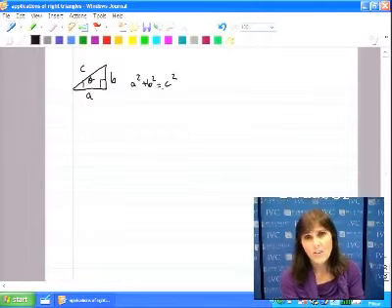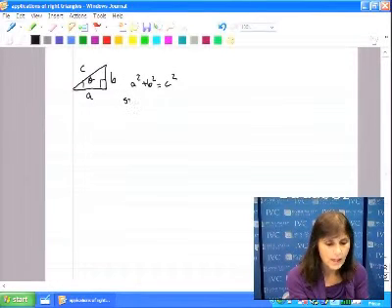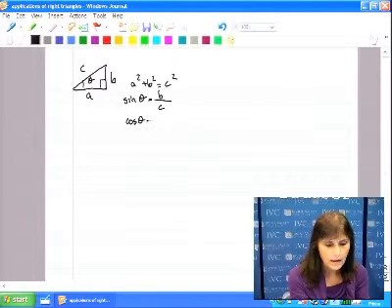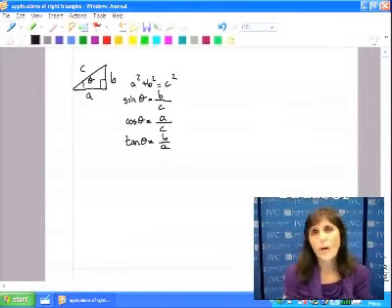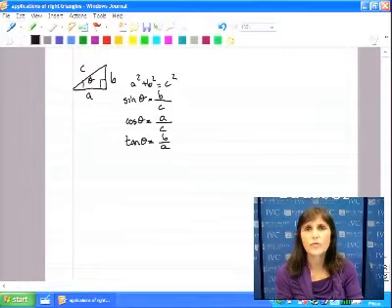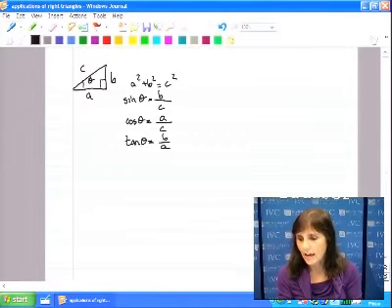And the basic three: sine theta is opposite over hypotenuse, cosine theta is adjacent over hypotenuse, tangent theta is opposite over adjacent. You can actually solve almost all problems with this. You don't have to go to secant, cotangent, and cosecant.